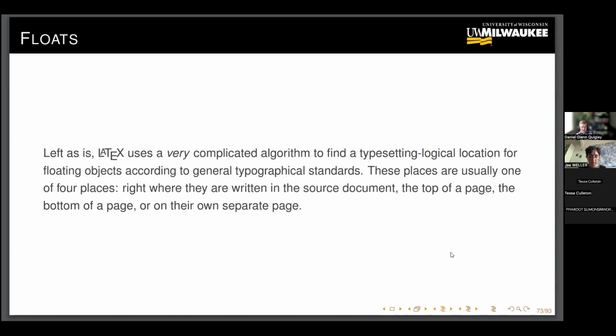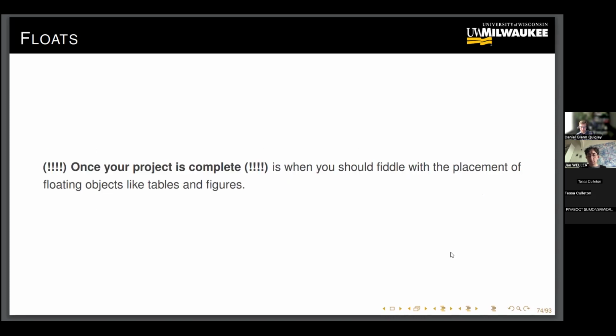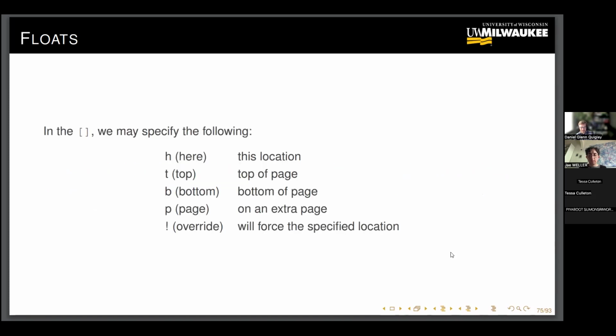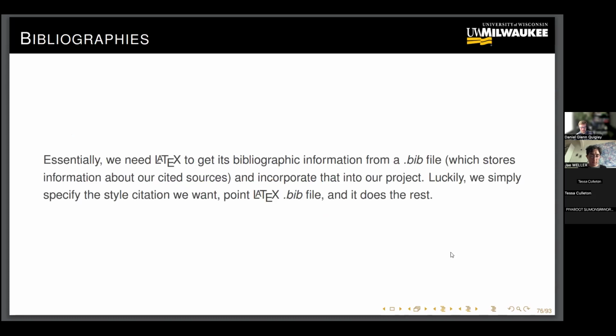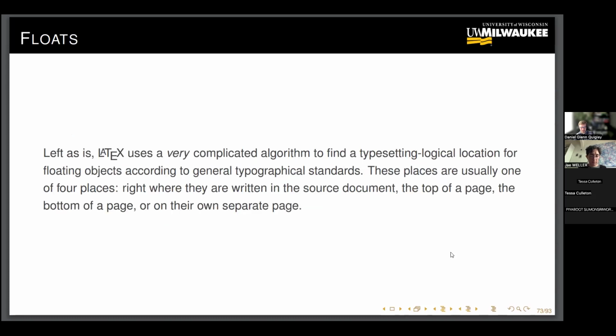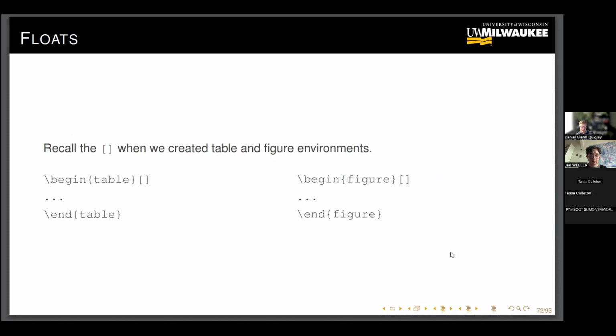We can break that if we force that object to be in the location that we want it to. You should do this after your project is complete. That's when you should fiddle with placement of floating objects. So if I want it to be here, I do a little H in those square brackets, or if I want it at the top of the page, I put T, bottom B, and so on. So those are called floating objects. I would put those arguments in the square brackets if I want to break the automatically calculated typography.